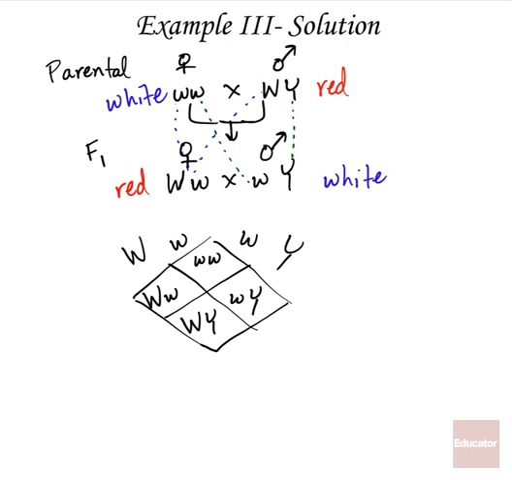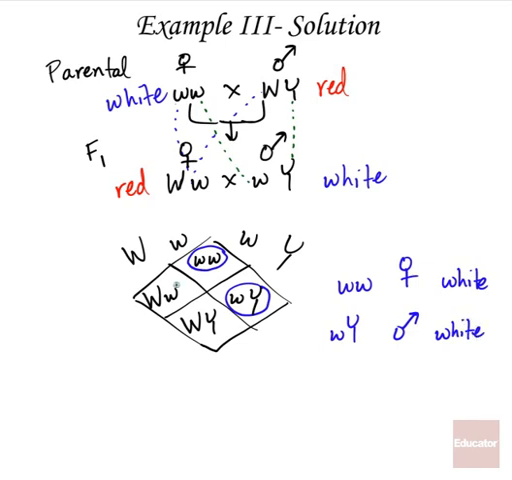And what do we see? So let's look at this one. What is this one going to be? Little w little w, okay? First of all, we know it doesn't have a Y, so it's going to be a female. And we see that it doesn't have a big W, so this is going to be white. Okay. All right, now let's look at this one. Okay, it's little w and Y, so we know it's a male. And we know it doesn't have a big W, so it's also going to be white.